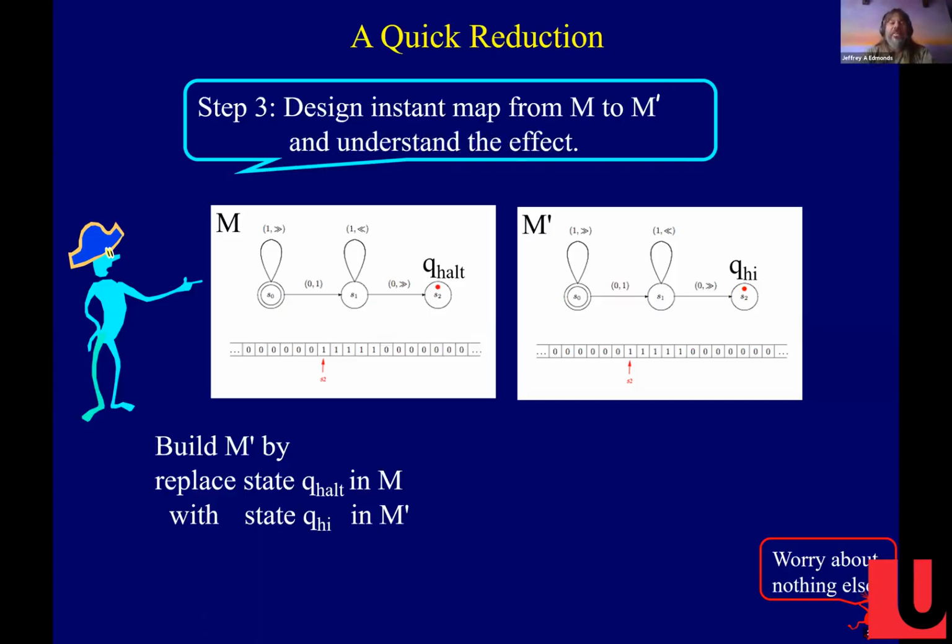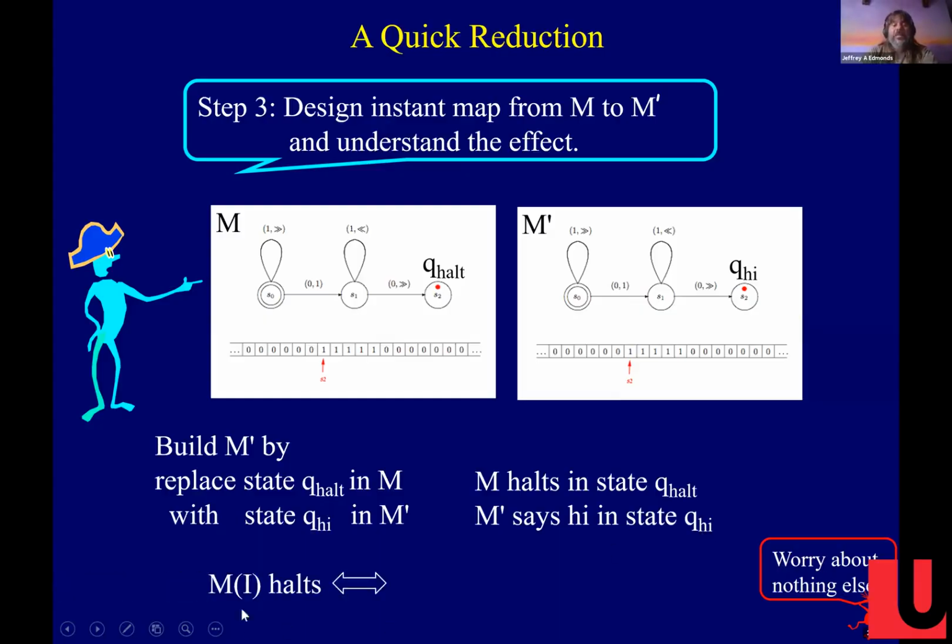So let's think about what happens. If M halts in the halt state, then M prime says hi in the hi state. So what we're saying is M halts on I if and only if M prime says hi on I, right?